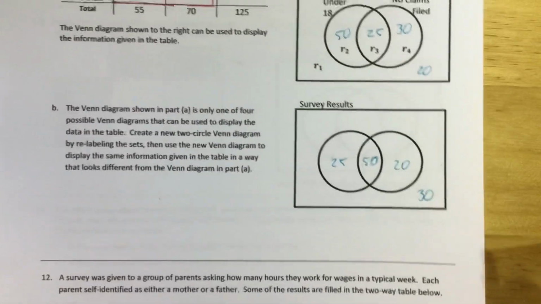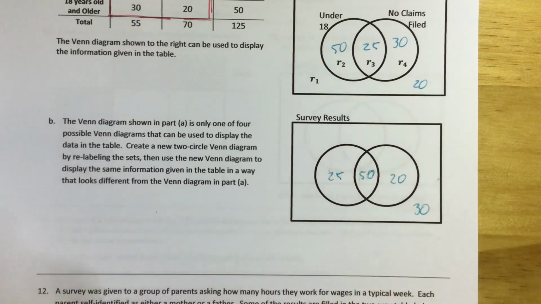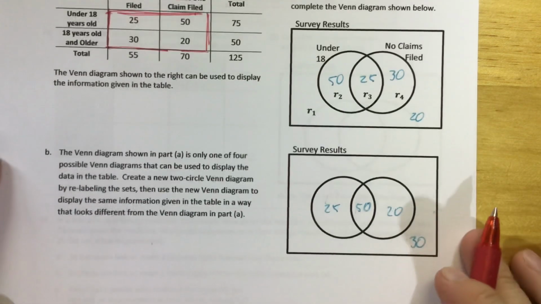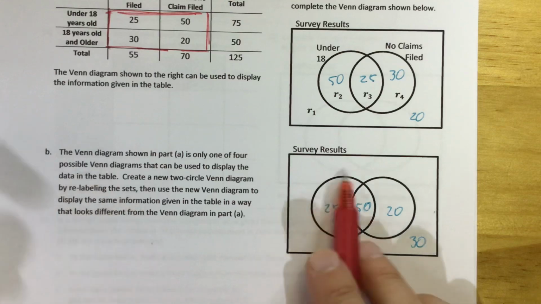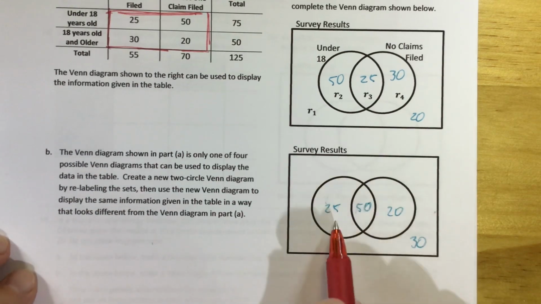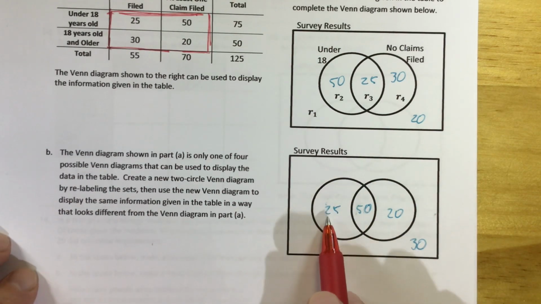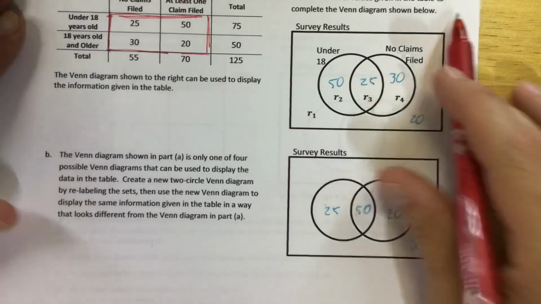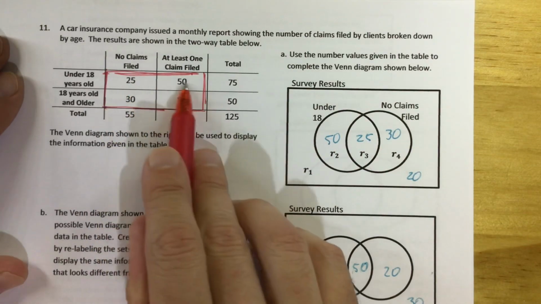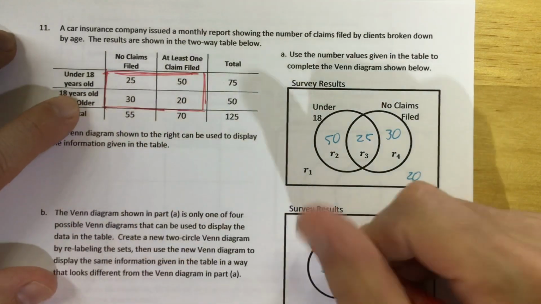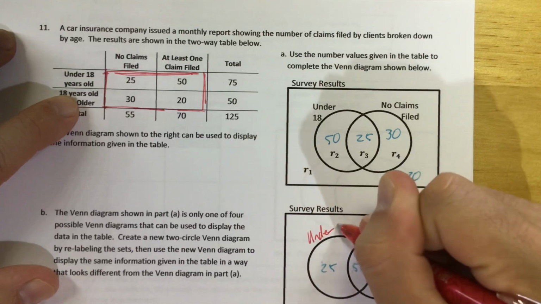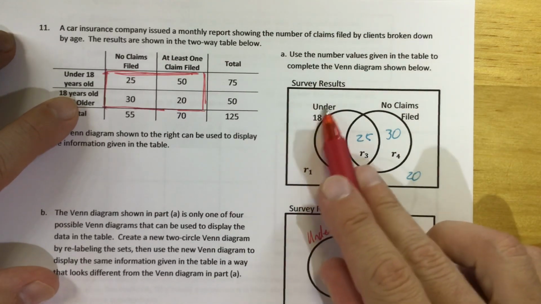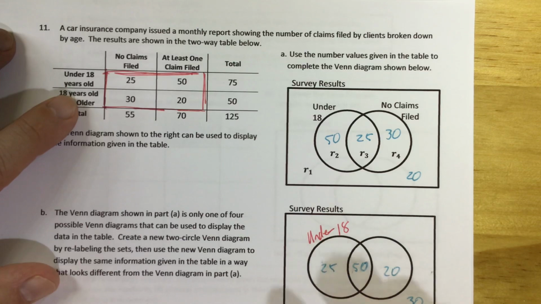All right, the second part of this says that, look, you can change how things are. You don't always have to use the first column and the first row to do it, though I think that's more convenient. I didn't label any of the stuff here, I just put the numbers in, which is a little bit tricky on my end, but what I did is I got the 25 and the 50 in this circle. If I go back and look for the 25 and the 50, what they have in common is that they're the under 18. So I went with that same title for here.